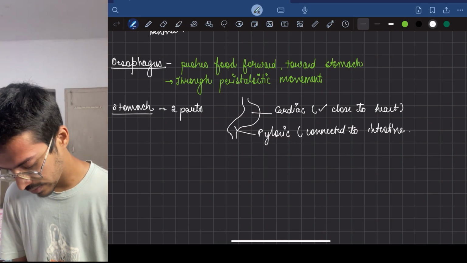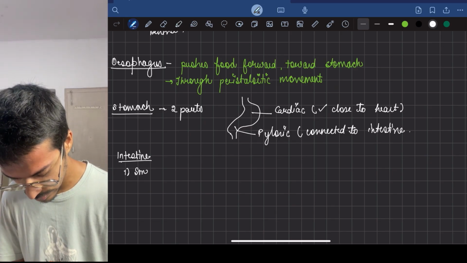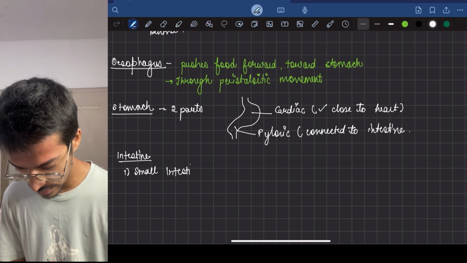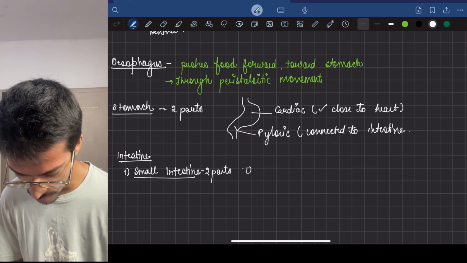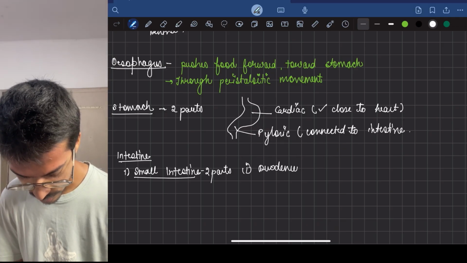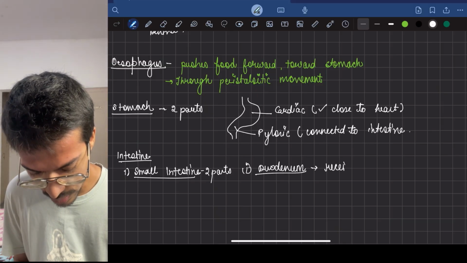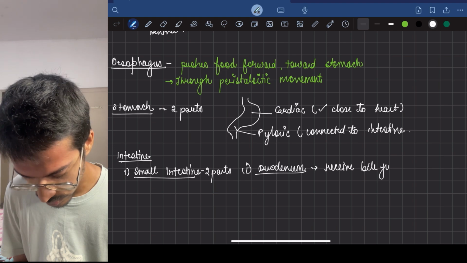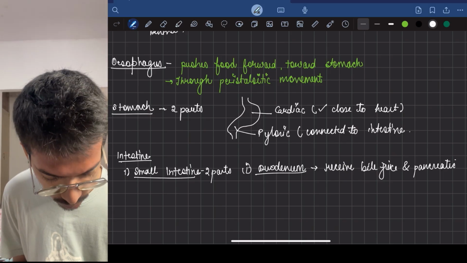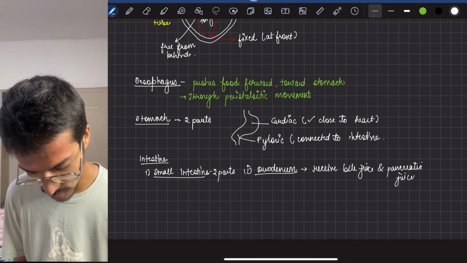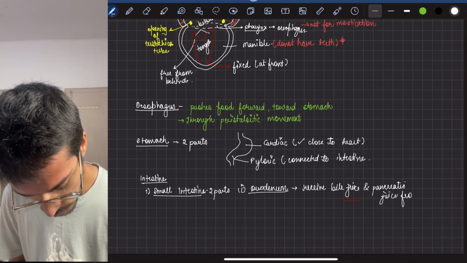Now comes the intestine. Number one, the small intestine. It has two parts. What are the two parts? Number one is the duodenum, the first part, which receives the products. Basically it receives bile juice and pancreatic juice from the glands.